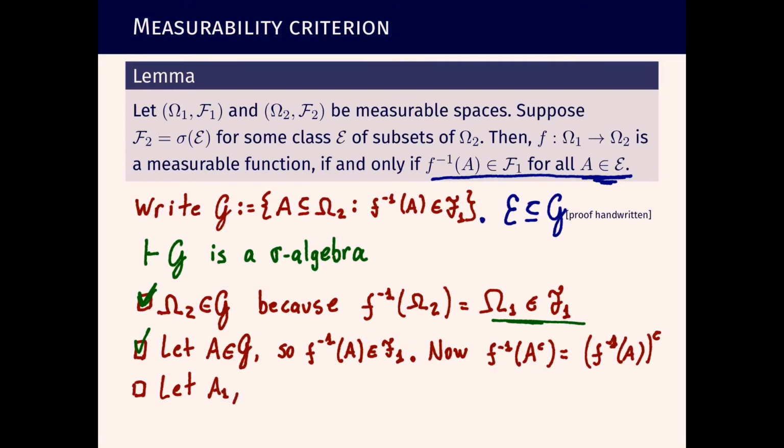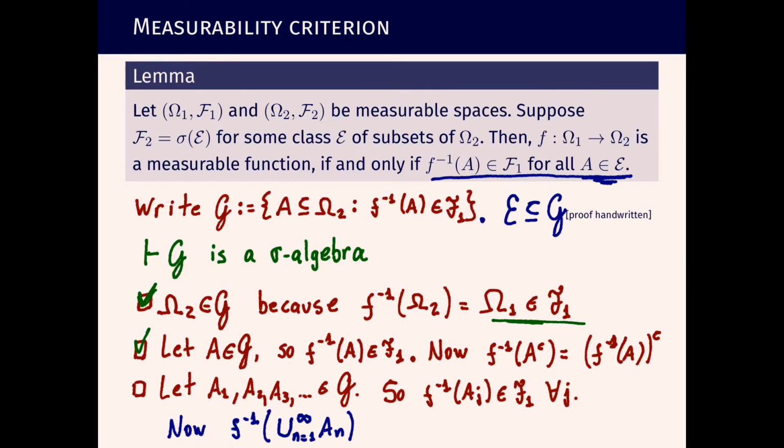Finally, let A1, A2, A3, etc. be a sequence of sets in this family G. This means the pre-images of these sets are members of the class F1. What we have to show is that the union of these A's, the union of An over n, is also a member of G, which means its pre-image is in F1. And what's its pre-image? The pre-image of a union is just the union of the pre-images.